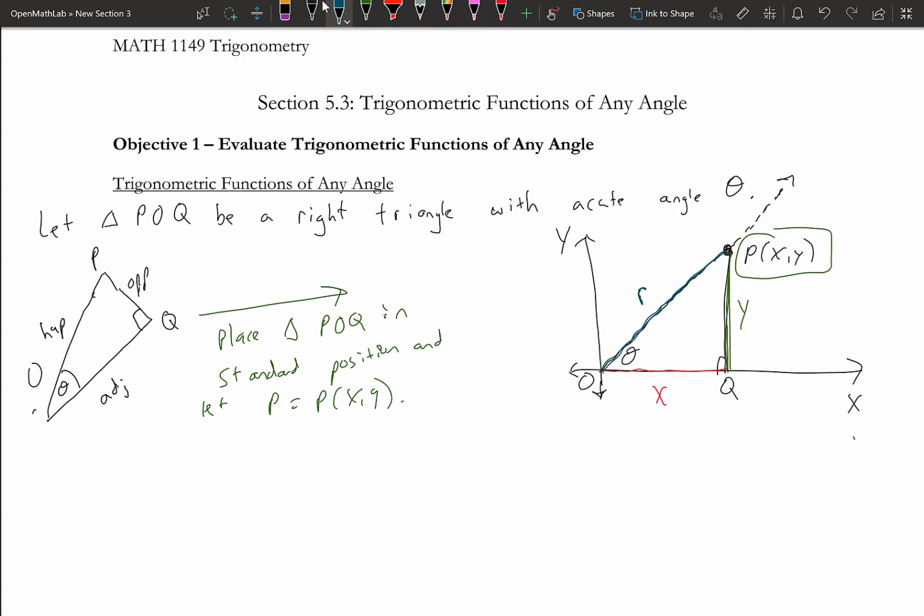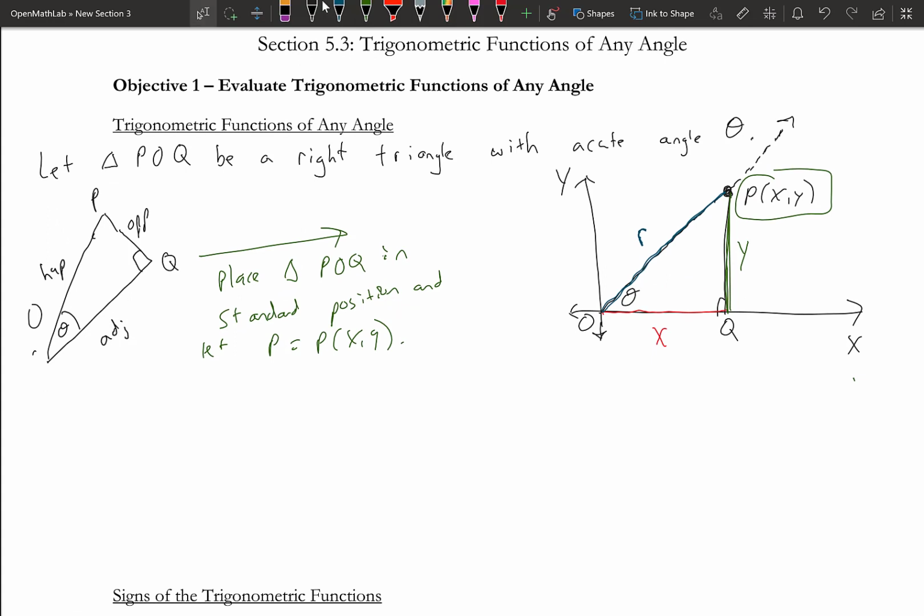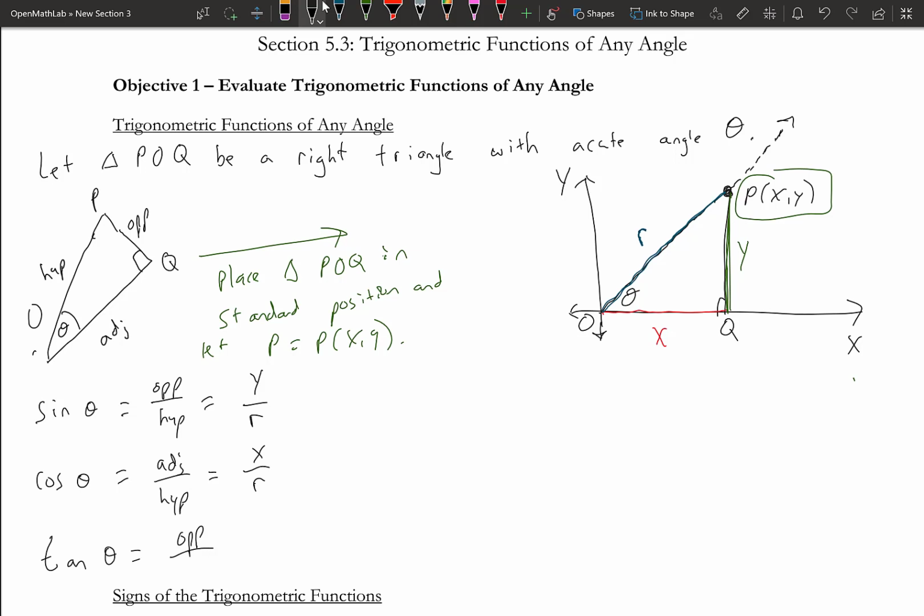Now that we have this new image, our goal is to define our 6 trigonometric functions based on x, y, and r, and we'll see that will be useful. So for example, sine theta is equal to the opposite over the hypotenuse, which in this case would be y over r. Cosine of theta would be equal to the adjacent over the hypotenuse, which is x over r. Tangent of theta would be the opposite over the adjacent, which is y over x.